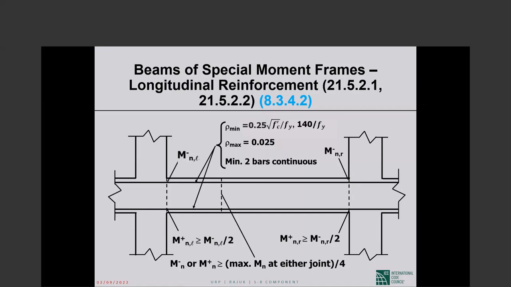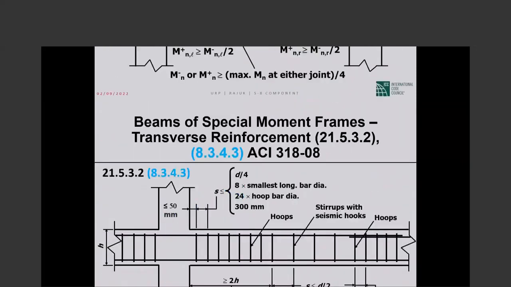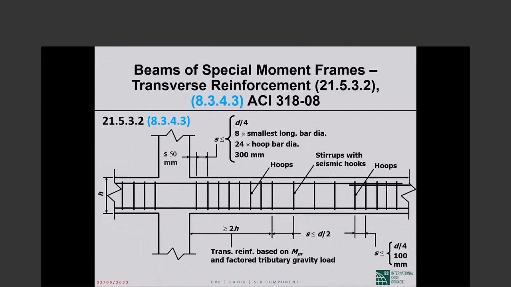But let me tell you in terms of bars. Let us say we have 8 number 8 bars here and 7 number 8 bars here. Larger of the two is 8 number 8. 1/4 of that is 2 number 8. 2 number 8 bars have to be continuous through the top and the bottom of the beam. Okay, so nowhere along the span can the positive or the negative moment strength be any lower than 1/4 of the larger moment strength at the two support sections. Okay, so very significant requirements.